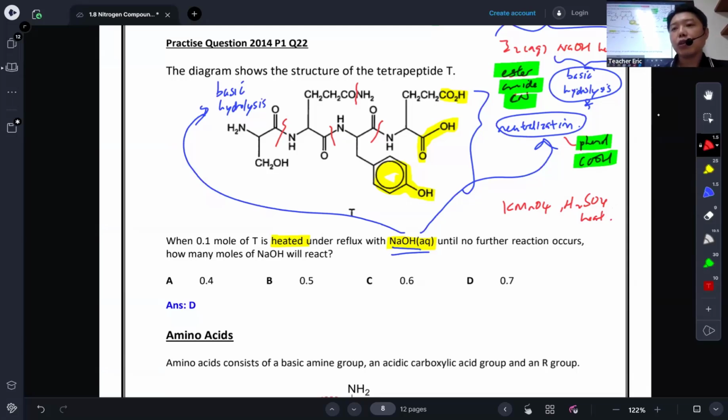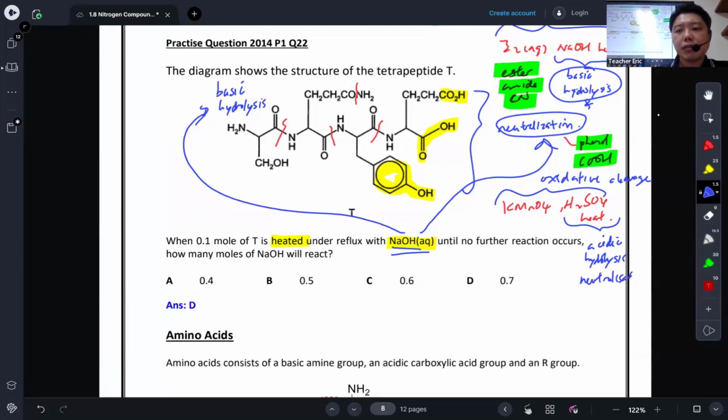So for the whole thing, what are you looking out for? You're looking out for oxidation, yes, strong oxidative cleavage. Then for this one, you're looking out for what? Acidic hydrolysis. You're also looking out for neutralization.